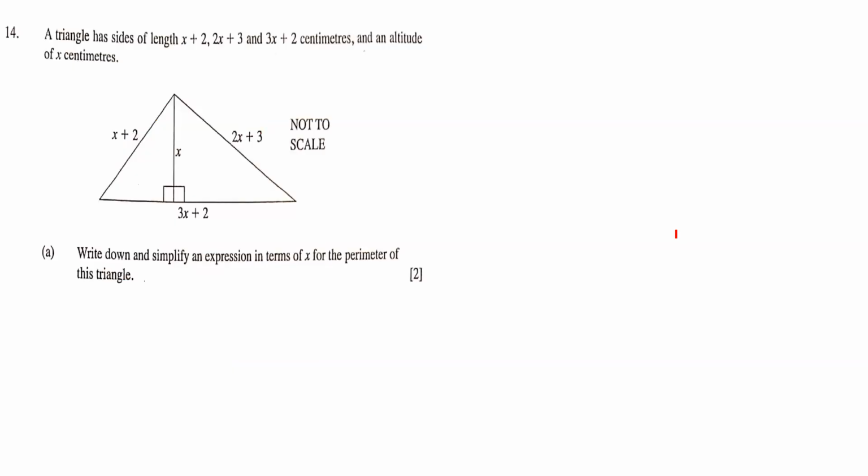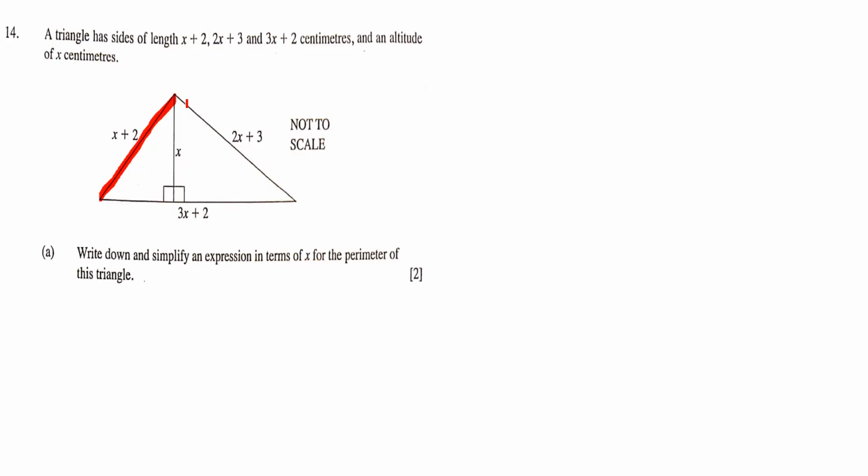Okay, let's move on to question number 14. We have 14a, and here we have a triangle. It says the triangle has sides x plus 2, 2x plus 3, and 3x plus 2 centimeters, and an altitude of x centimeters. It says write down and simplify an expression in terms of x for the perimeter of this triangle. Remember, perimeter is the distance of the entire shape. That means we're looking at the outside distance, the distance along the shape.